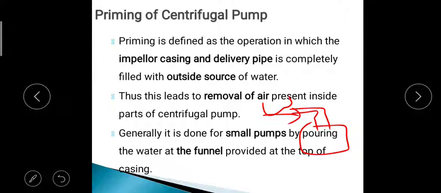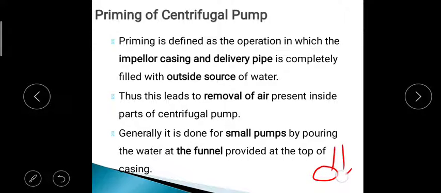So priming is defined as an operation in which the impeller casing and the delivery pipe are completely filled with an outside source of water. During starting, we are completely filling it with water from the delivery pipe end, not about suction. If this is the centrifugal pump and this is the delivery pipe, the water is filled till this end, till the center. Thus, this leads to the removal of air present inside the parts of the centrifugal pump. Sometimes your pump doesn't start because of the air which is there in the centrifugal pump.